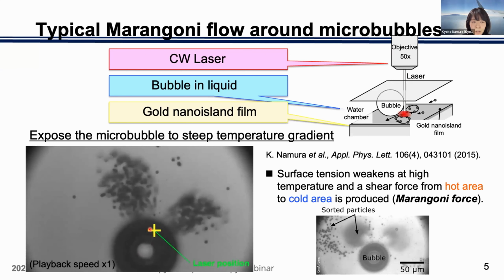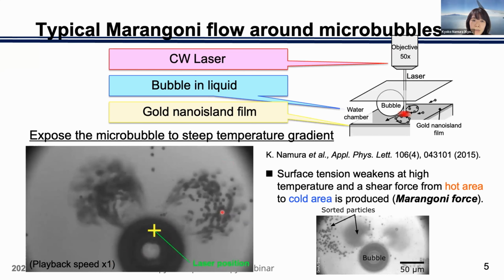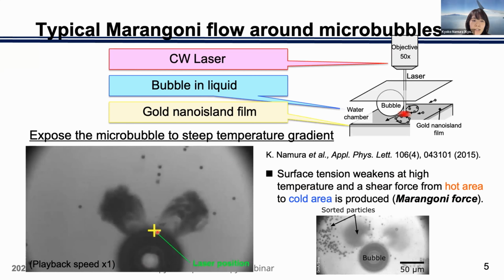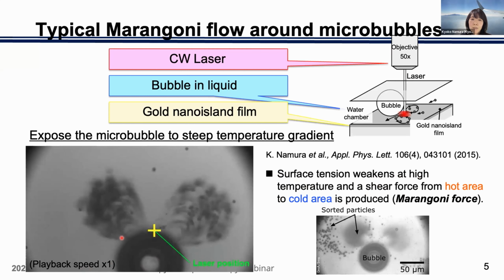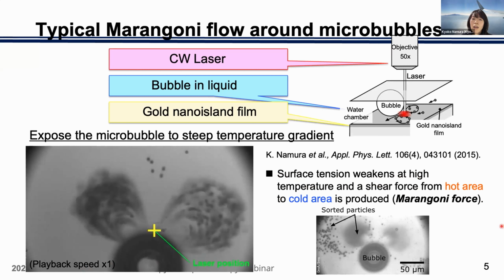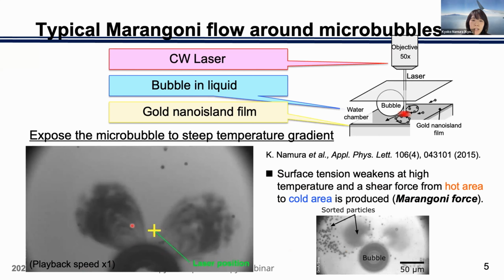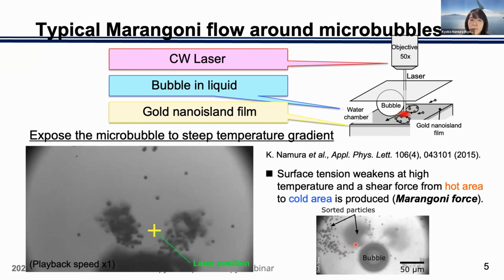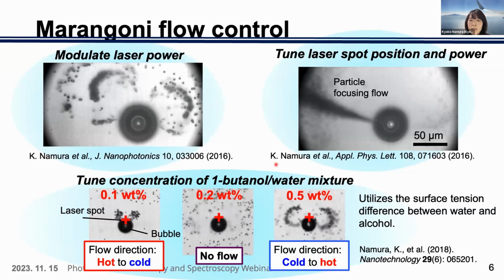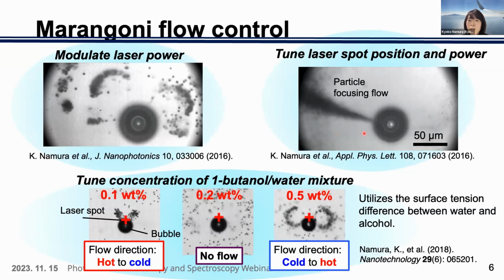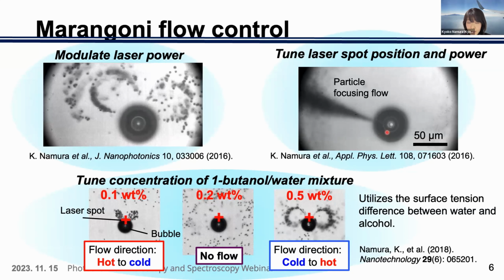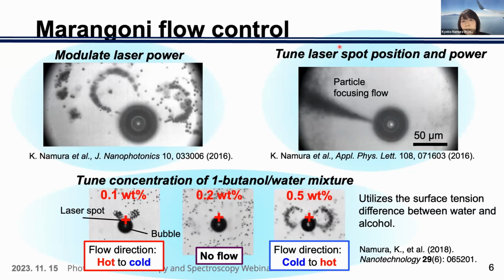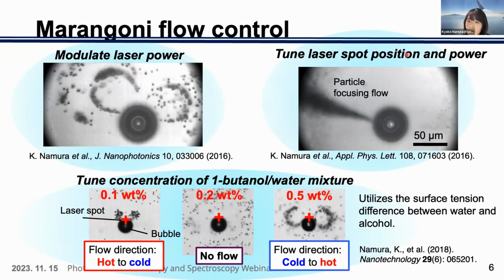This is the so-called Marangoni flow. Surface tension weakens at high temperature, so shear force from the hot area to the cold area is produced around this bubble. This type of rotational flow can be applied to sort particles by their sizes. Such a Marangoni flow is sensitive to temperature gradients on the bubble surface, so the flow pattern can be controlled by modulating, for example, laser power or laser spot position.